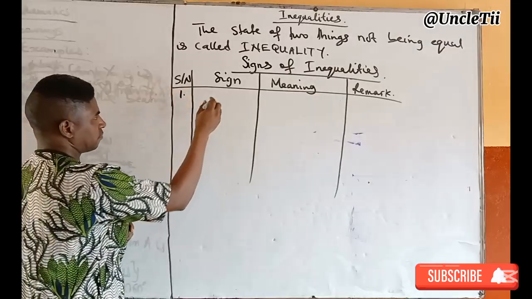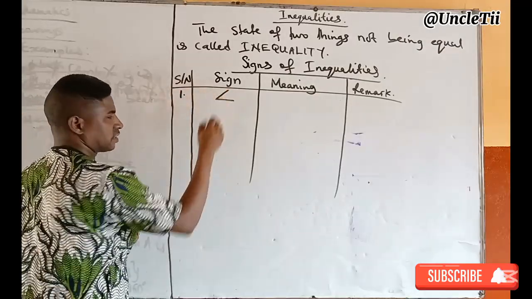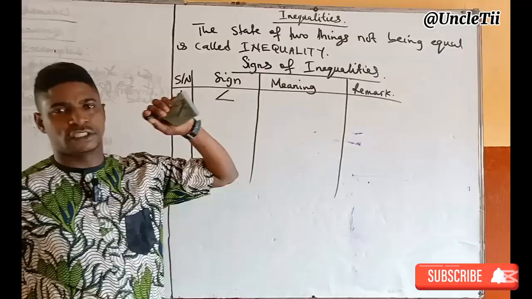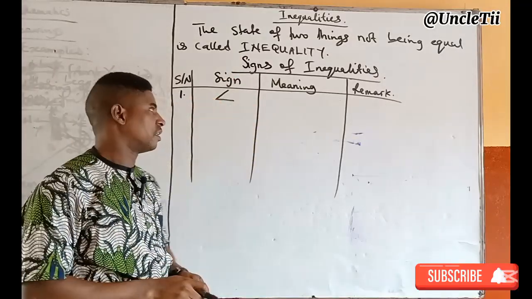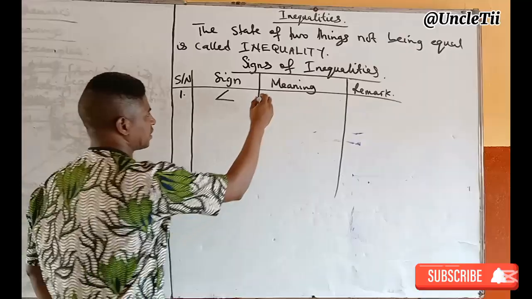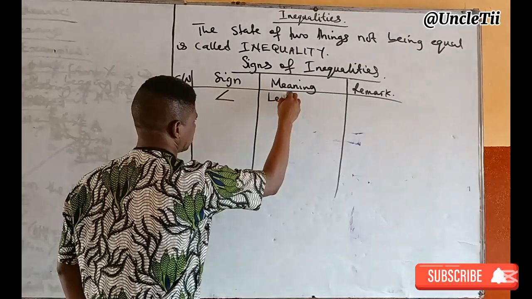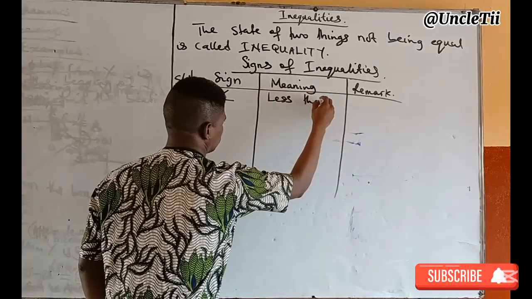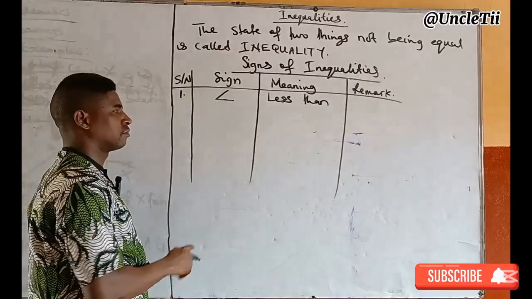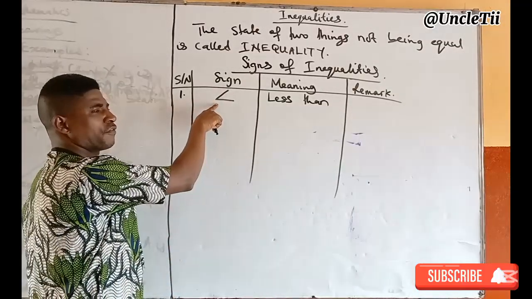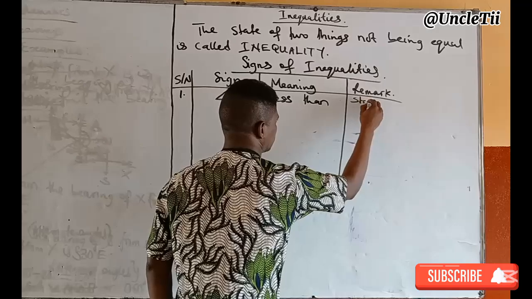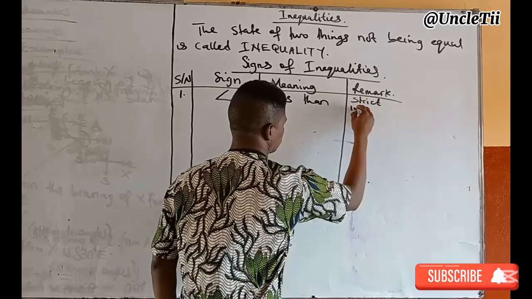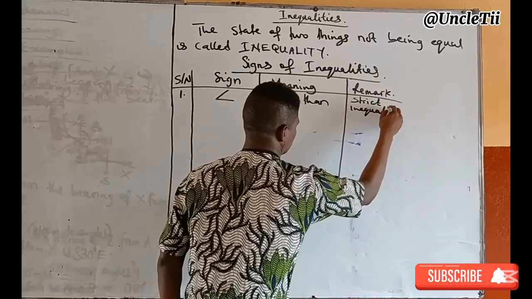The first one is this. It's like folding your left arm, and it is known as less than. What type of inequality is less than? It's a strict inequality.